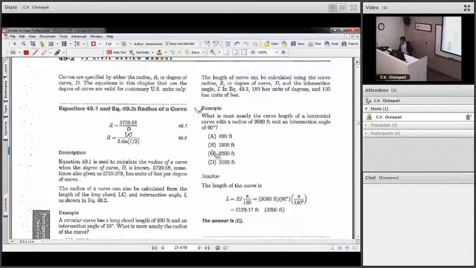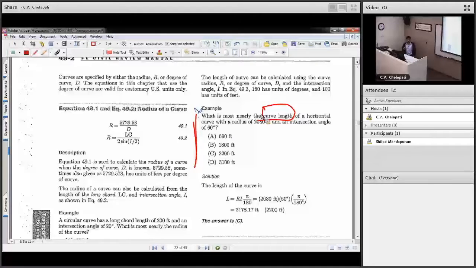So here's the first one, which I marked for reference. Let's read this and see how quickly we can solve it, and what is a smart way of solving this without having to remember equations. This is one of the questions where you don't need to remember a formula. If you are good in geometry, you will easily be able to relate to what the problem is asking. The question is, what is most nearly the curve length? Keep this in mind. This is the length we are designing for. This is what we actually look for as an answer in most horizontal designs of curves.